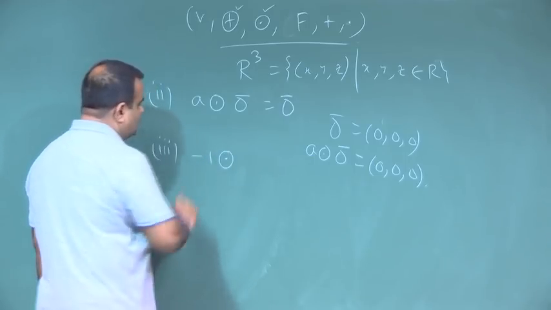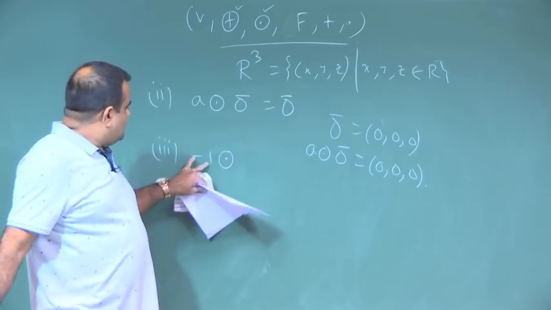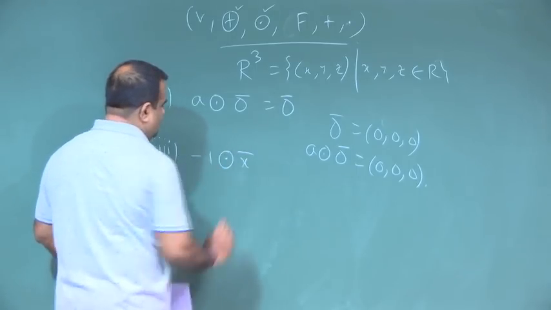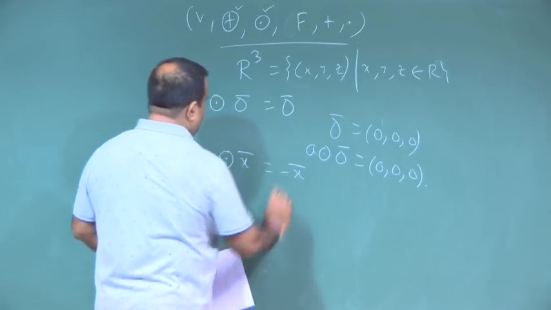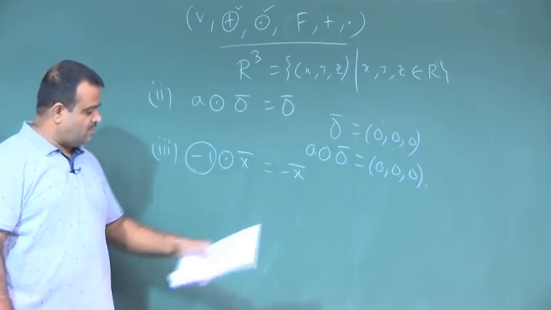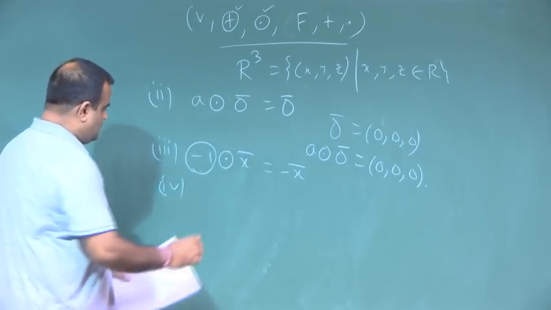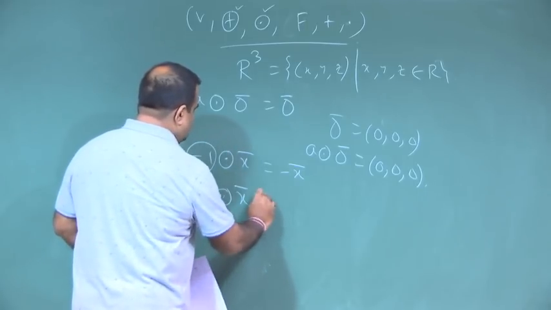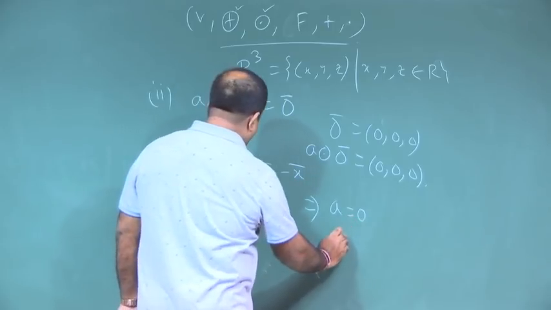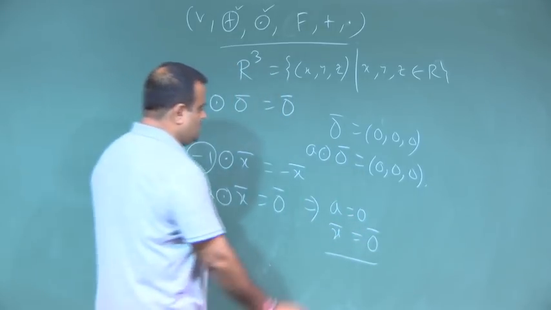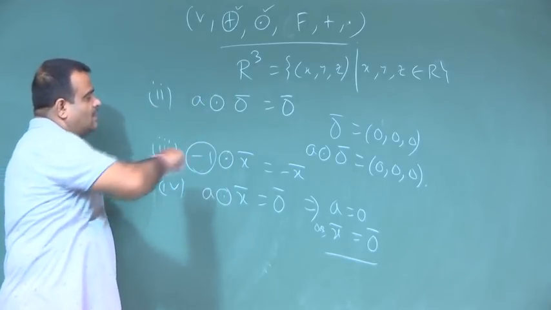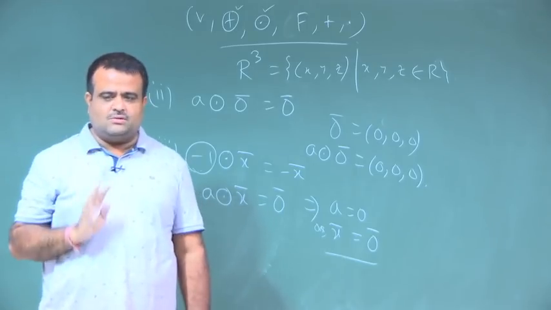So, now another property is: minus 1 times x bar is equal to minus of x bar. Here 1 is the multiplicative identity, and minus 1 is the additive inverse of it. So, if you multiply minus 1 with this vector by scalar multiplication, this will give us minus of x bar. Now, another property is, if a times x bar is the 0 vector, then this implies either a is the 0 scalar or x is the 0 vector, either one of these has to be there. Okay. We can easily verify this over this particular vector space, but this is true in general, we can prove it.